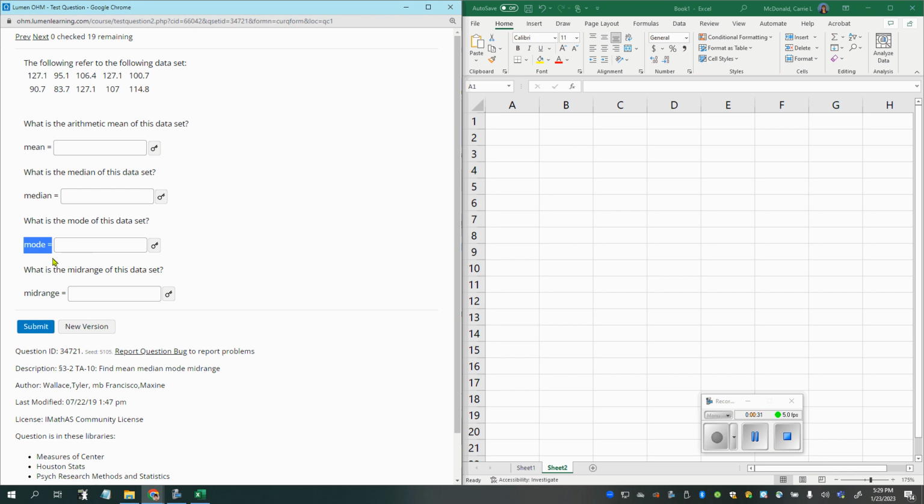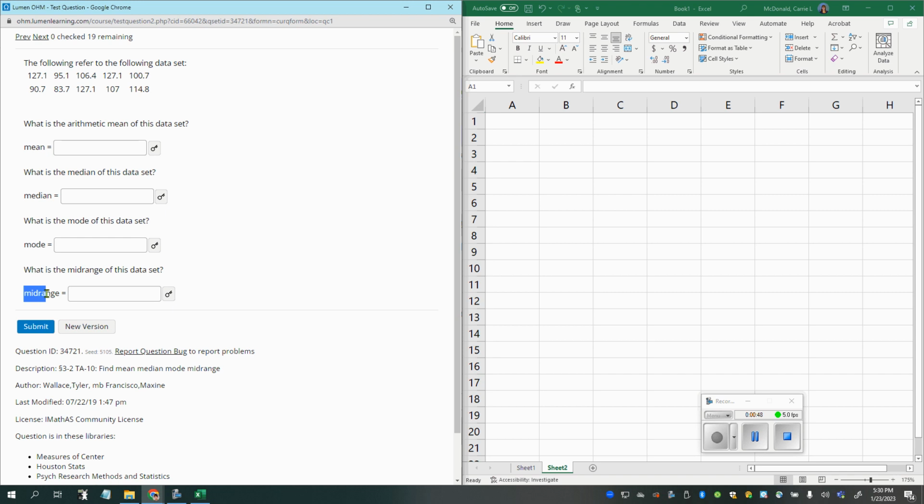You can also have no mode if there's no data value that is repeated, or you can even have multimodal data, so more than one mode, if you have more than one number in your data set that is repeated the same frequency, the same number of times.